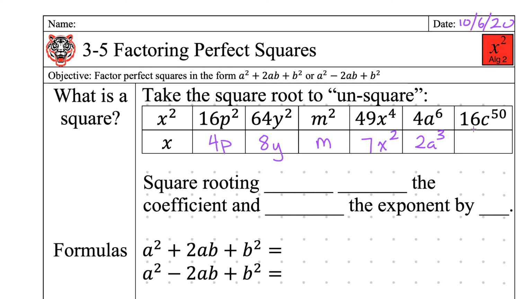Someone new, maybe? Someone new? New? Cohen? 4c to the power of 25. Thank you. All right, so we know how to unsquare things.